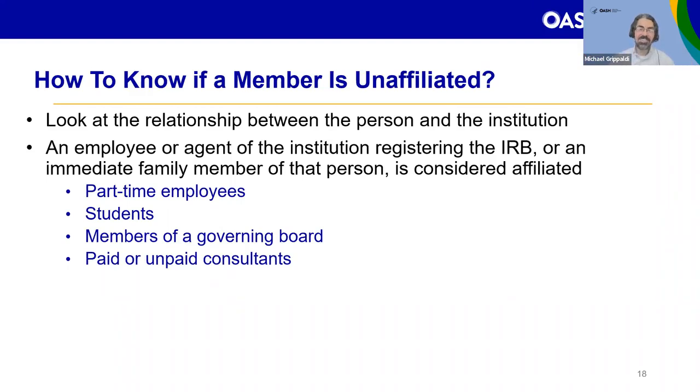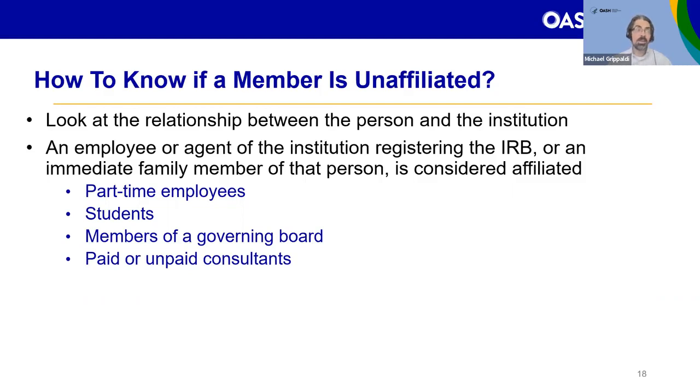So how do we know if someone's unaffiliated or not? And this is a bit confusing because it's actually defined in the negative. That is, by knowing who is affiliated, we can know who is not affiliated or unaffiliated. So look to the existing relationships between the member and the institution. The common relationships are those that I mentioned earlier, being employed or being closely related to someone who is employed. So to this end, an employee or an agent of the organization that's registering the IRB, or a person of that member's immediate family, is considered to be affiliated.